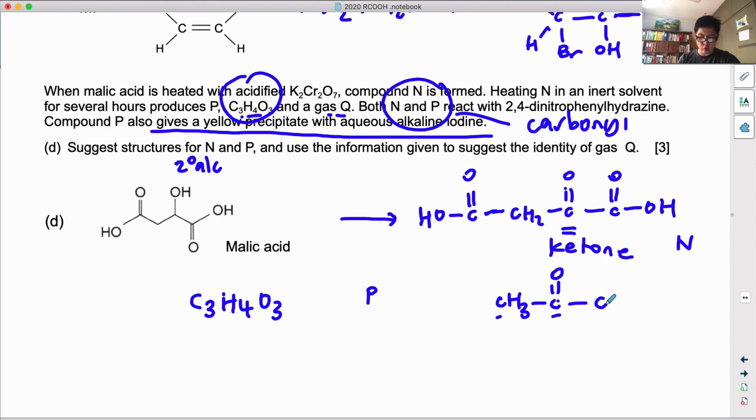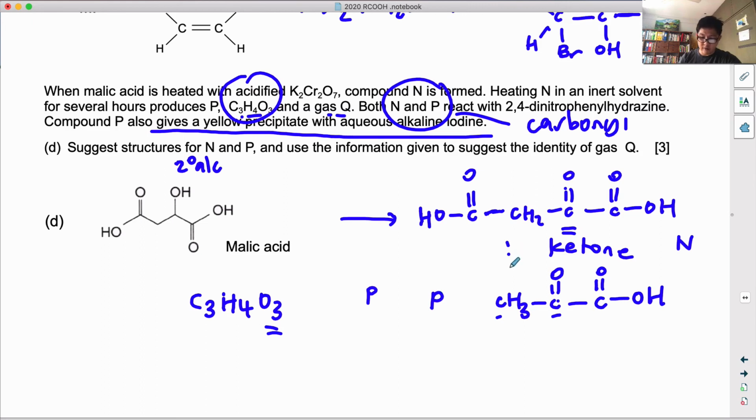And you notice I have to draw 2 more oxygen. I have 1 oxygen here, but I have to draw 3. So I've drawn 2 more oxygen and 1 more H, which is probably looking something like this, right? So carboxylic acid. So this is definitely my P. Okay, so it's a ketone, right? It's a methyl ketone, right? It can undergo positive iodoform. All right, and they ask me what happens to the other product.